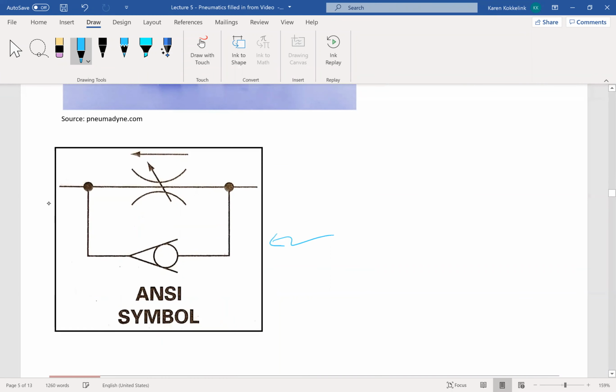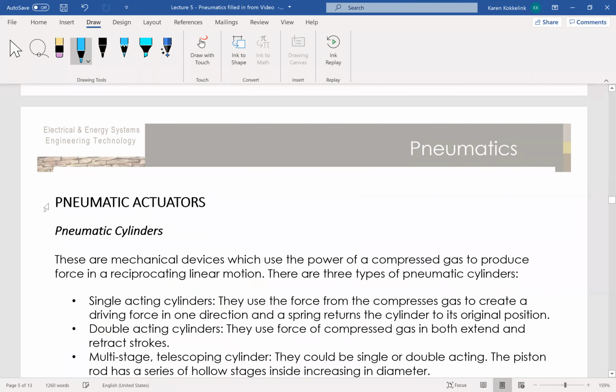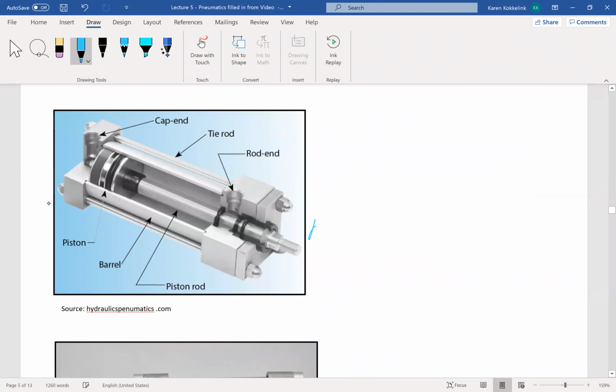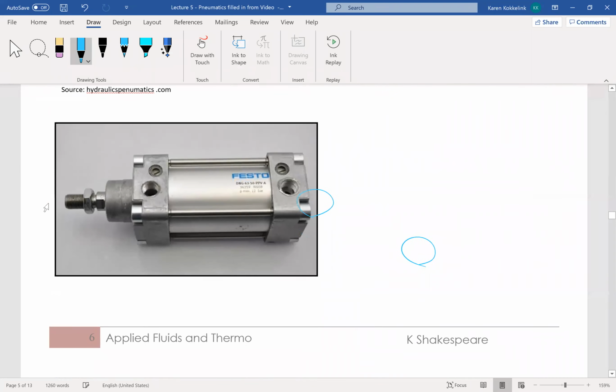And you should also be familiar with the ANSI symbol for them, which you are putting on your lab submissions. This is a pneumatic actuator, which again will go from point A to point B. A very good application of pneumatics.